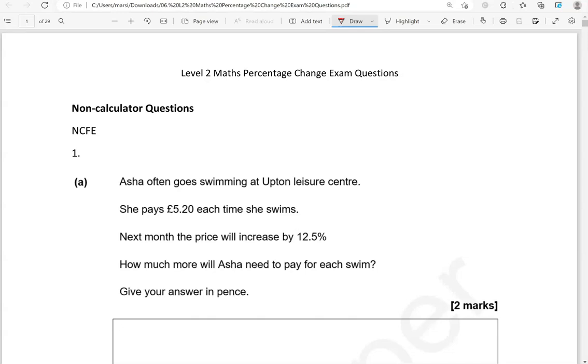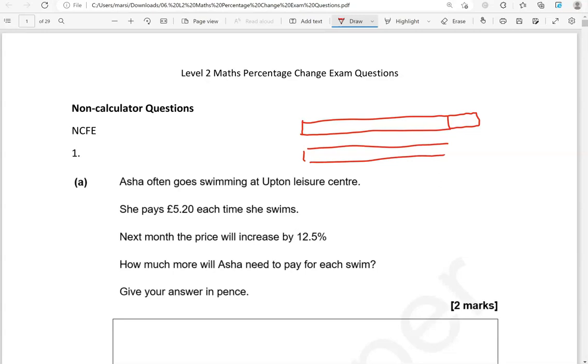Percentage change means percentage increase or decrease. So if you have the 100% amount, the amount to start with, the original amount, and then you add, let's say 10% on top, that becomes 110%. Similarly, if you have 100% and then you reduce that by 10%, then what you have left is just the 90%. So that's percentage decrease. Let's dive into the first question.